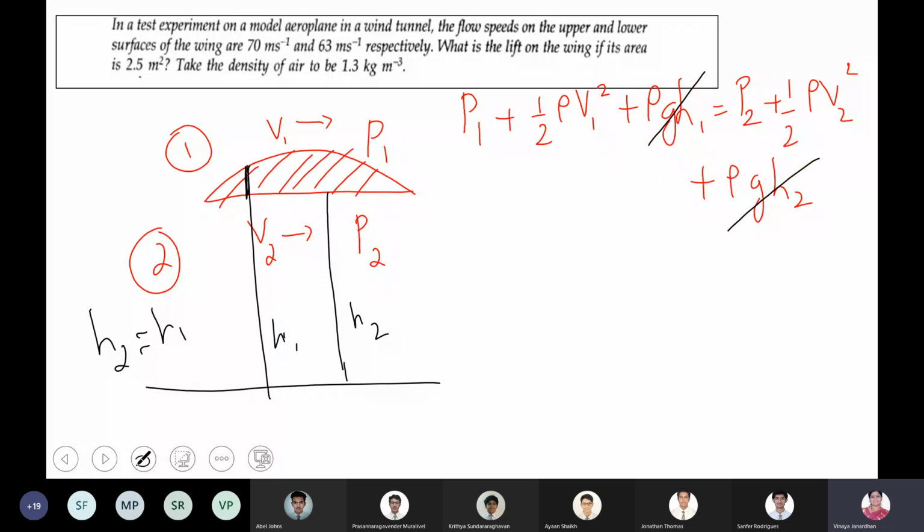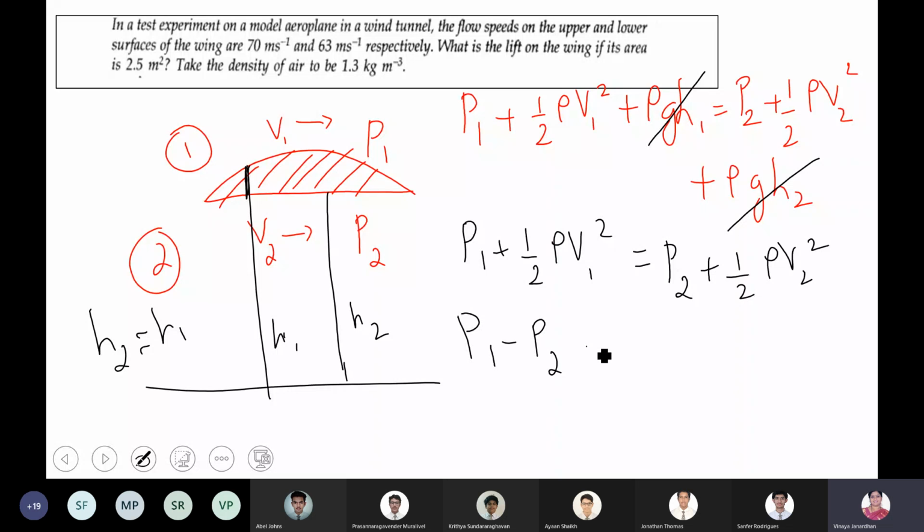Are you clear? Now what is left, boys? P1 plus half rho V1 squared is equal to P2 plus half rho V2 squared. So now P1 minus P2 will be equal to half rho V2 squared minus V1 squared. What is P1 minus P2? Difference in pressure. That I'll put as delta P. And what is force?